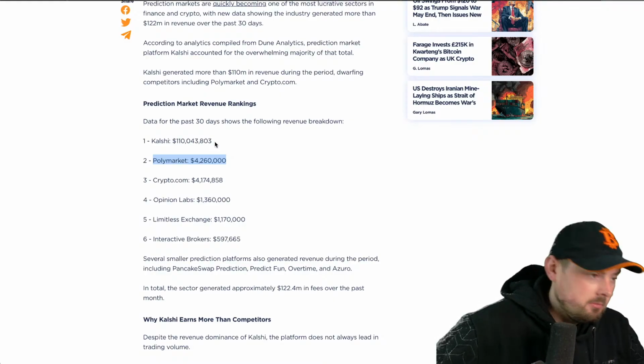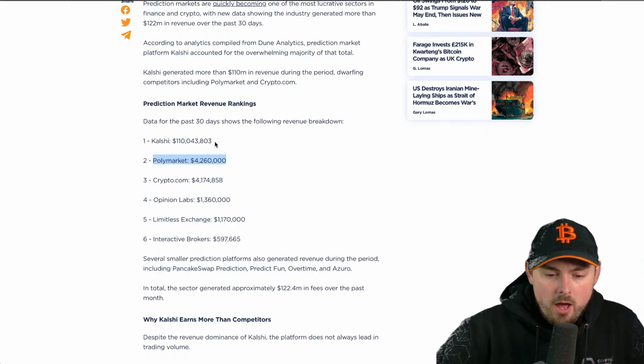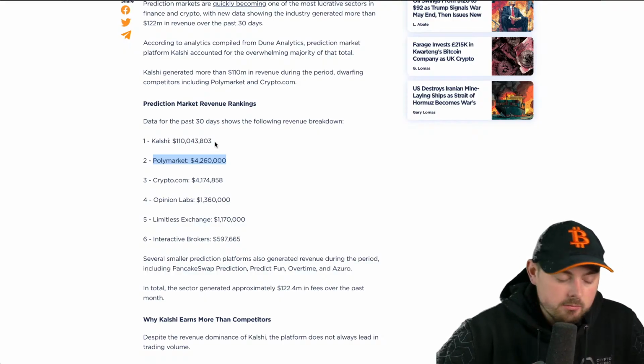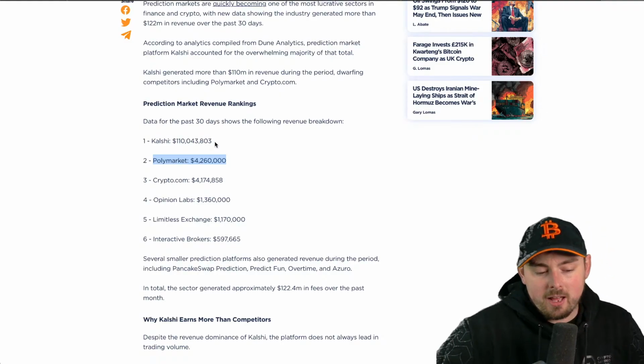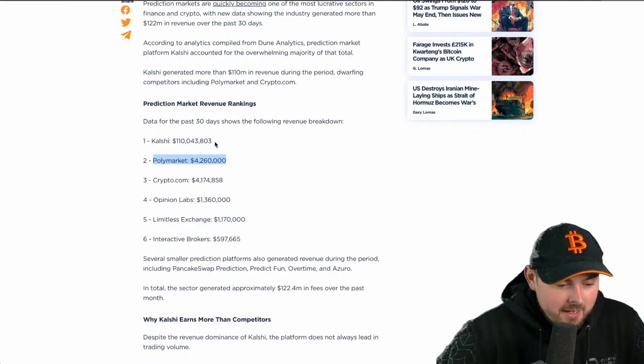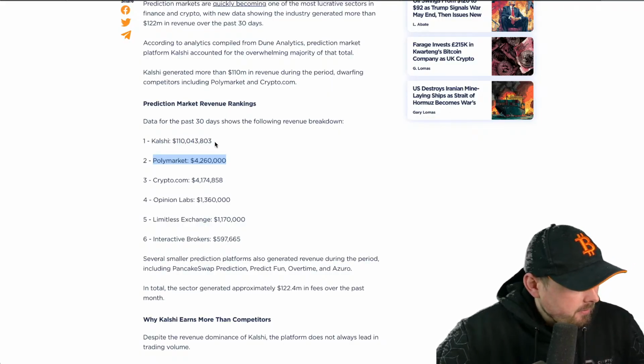Obviously, Kalshi is more tailored towards straight up fiat and your traditional ways to bet if you want. I don't know. It's a fine line between prediction markets and betting and stuff like that.